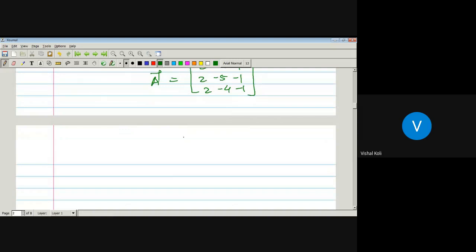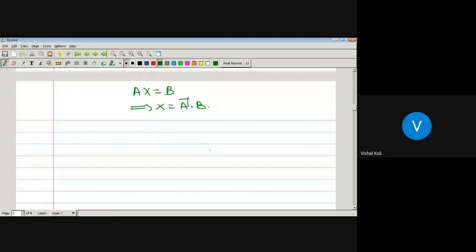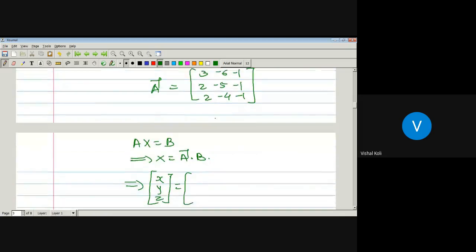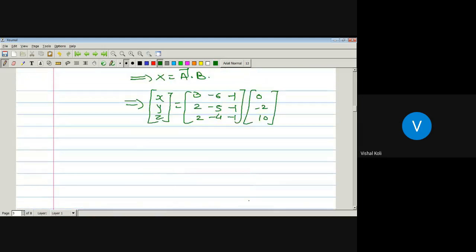Now we know that our given system of linear equations is Ax is equal to B, which implies x is nothing but A inverse into matrix B. So as x equals A inverse into B, then just put the values of x, A inverse and B. As here 3 equations and 3 unknowns, there are 3 variables x, y, z, which is equal to A inverse. And A inverse is nothing but this one: 3 minus 6 minus 1, 2 minus of 5 minus 1, 2 minus of 4 minus of 1, and into matrix B. Matrix B is nothing but 0, minus of 2 and 10.